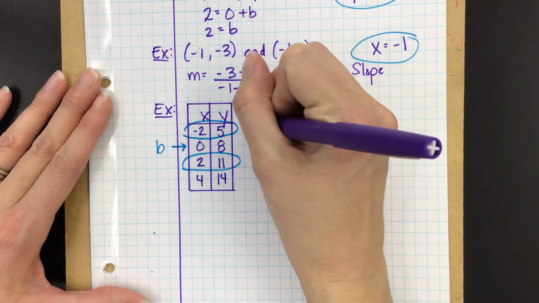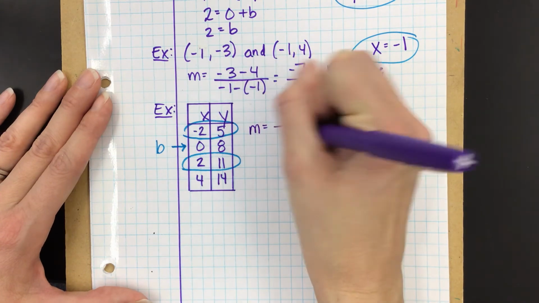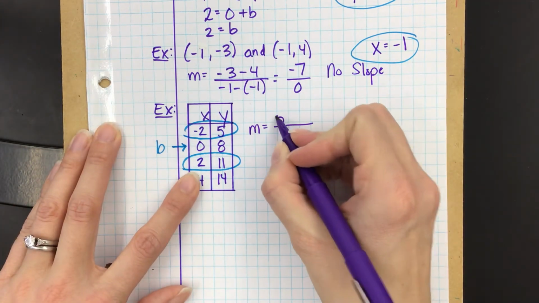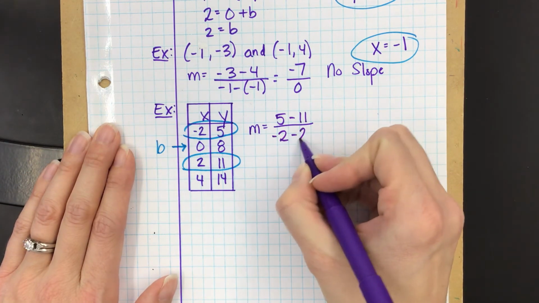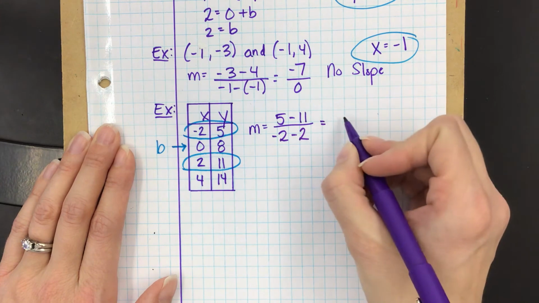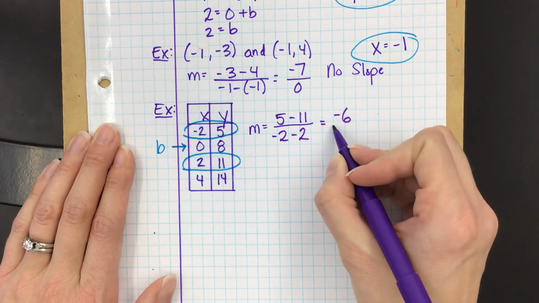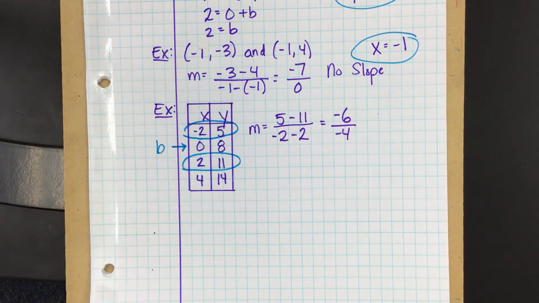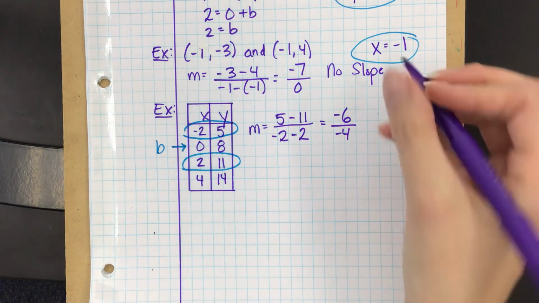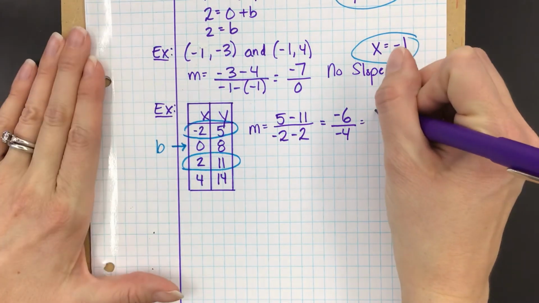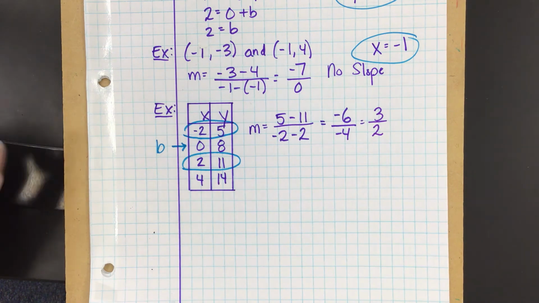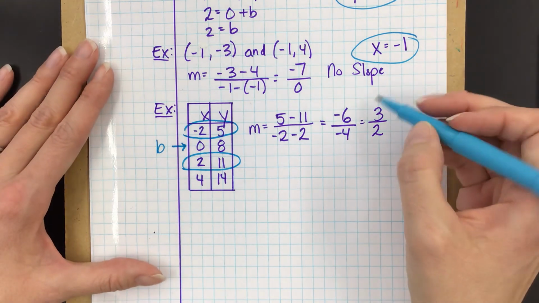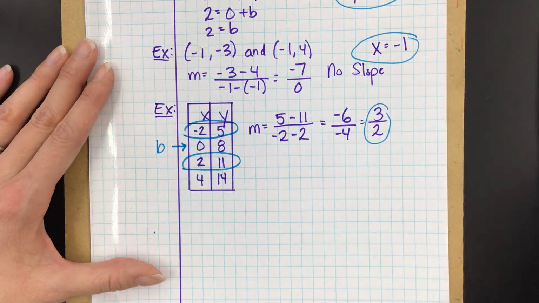So the first thing I'm going to do is find the slope. So I'm going to subtract my y's on the top, subtract my x's on the bottom, and I get -6 over -4. And remember that a negative divided by a negative is a positive, and I can reduce this and make it 3 halves. Okay? So here's our first key piece of information. That is our slope.